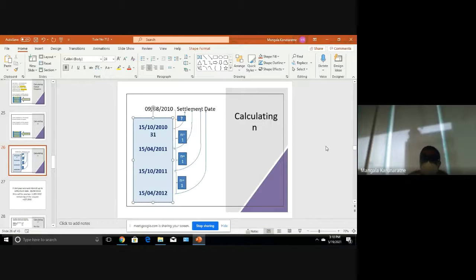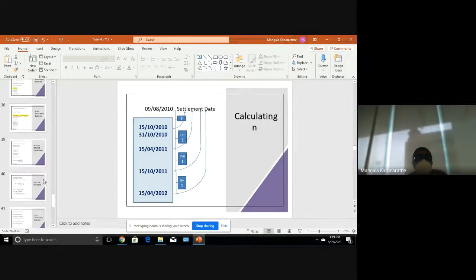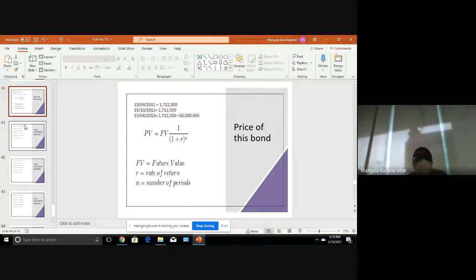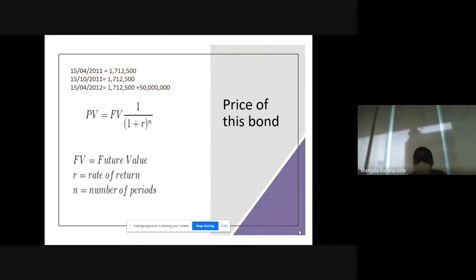Now this 31st comes here, right? So 31st is here. So from here to here, from here to here, so 2 full periods plus a fraction of a period, right? Two full periods plus part of a period. So we need to calculate this part. So how do we calculate that? Can I ask you to calculate that and let me know? Please try this. We'll take 5 minutes to see whether you can calculate n.